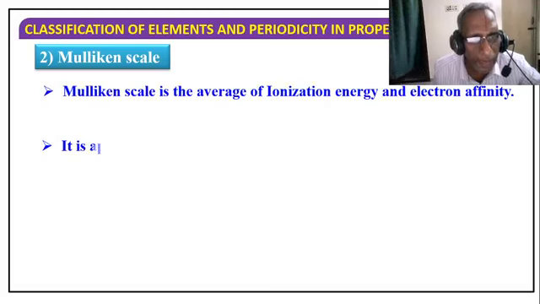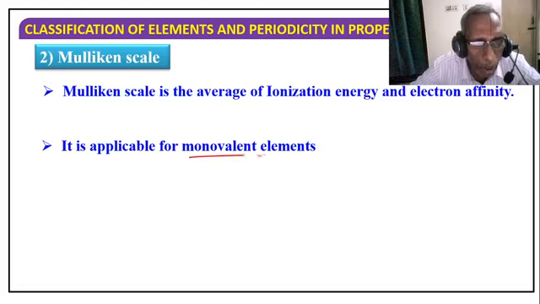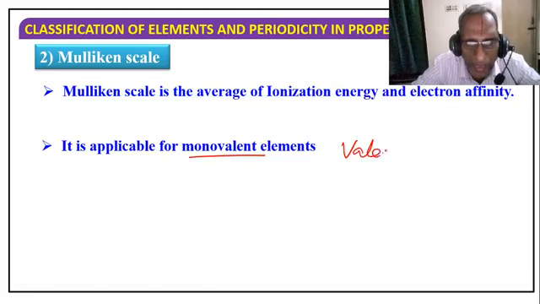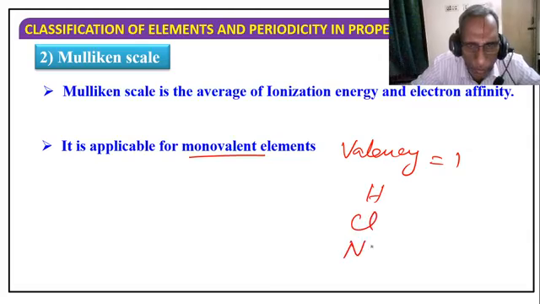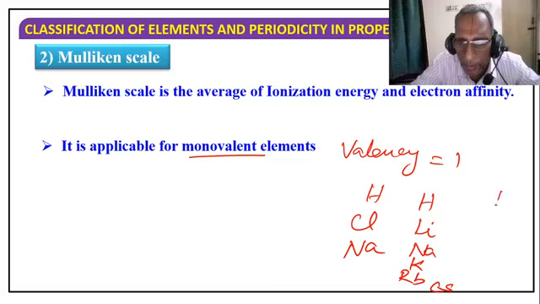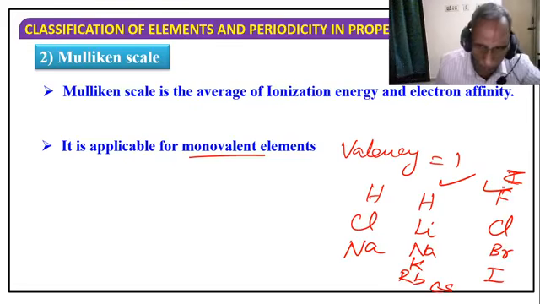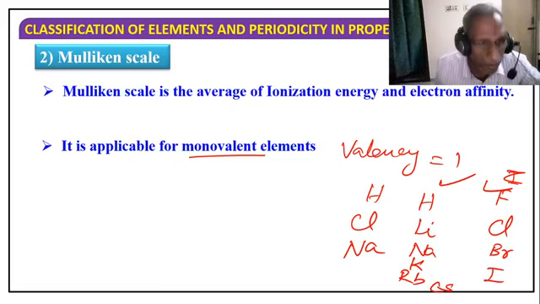Whereas the Mulliken scale is applicable to monovalent elements. Monovalent means valency is equal to 1, such as hydrogen, chlorine, sodium. So hydrogen, lithium, sodium, potassium, rubidium, cesium, their valency is 1. Here fluorine, chlorine, bromine, iodine, their valency is 1. So for these elements, the Mulliken scale is applicable.